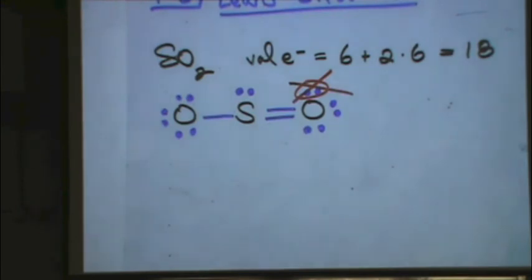Now, how's the octet? Is it fixed? Yeah, everything has an octet now. I've removed one pair of electrons, and I have an octet now. So I'm good. I'm actually done.